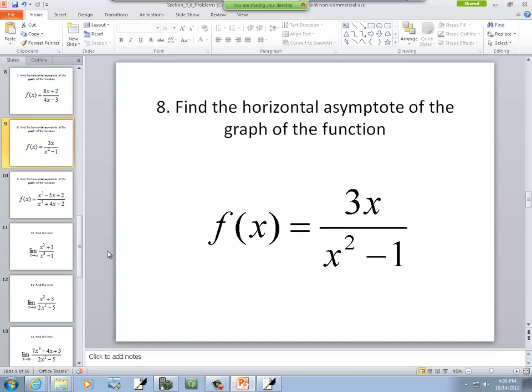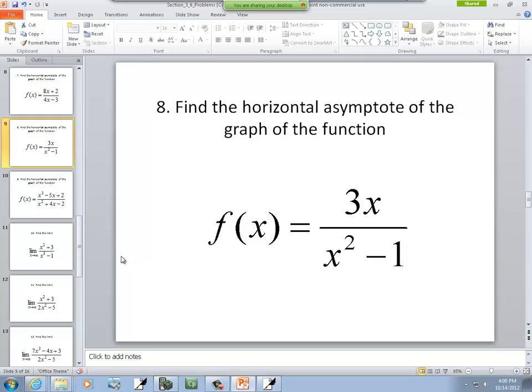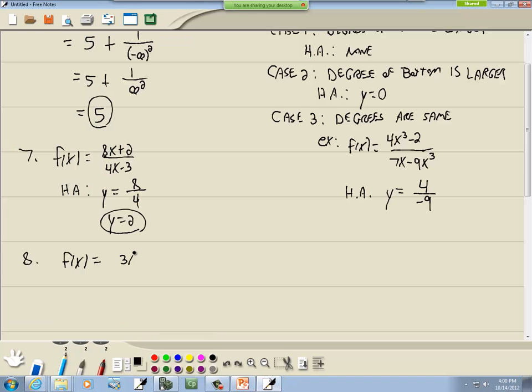See number 8. f of x is equal to 3x over x squared minus 1. Degree of the top is 1. Degree of the bottom is 2. So the degree of the bottom is larger. That's case 2. y equals 0 is a horizontal asymptote.